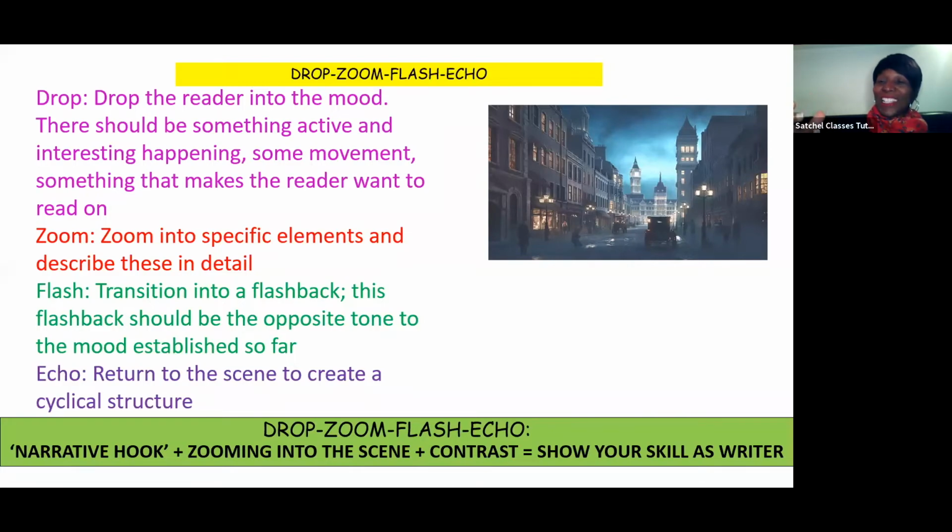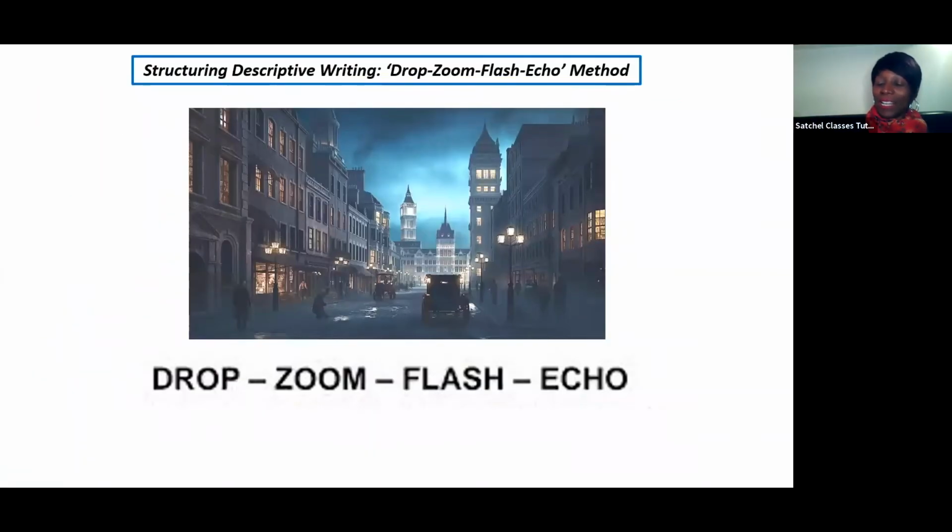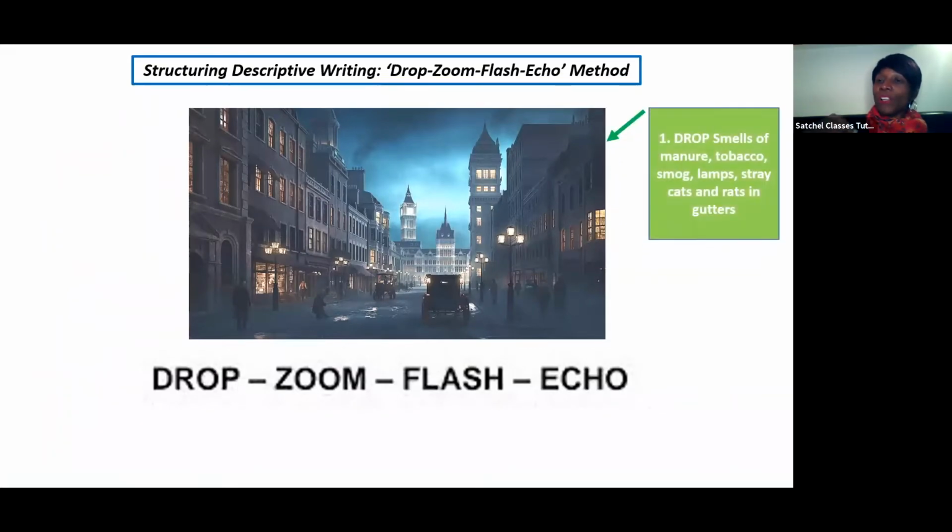So your readers can see you can grab our attention, you can zoom into specific details, you can give contrasting moods, and that shows your skill. So what would that look like for your assignment of describing a Victorian London street? Well, you might drop us into the smells, the tobacco, the smog, the manure. You might drop us into the sights of the lamps or stray cats and rats in gutters.